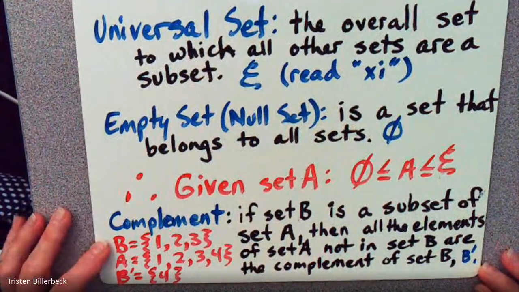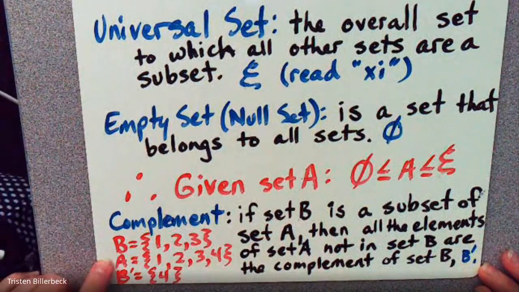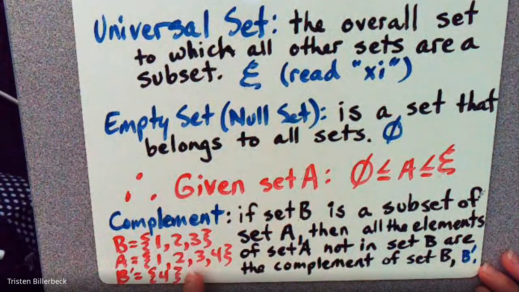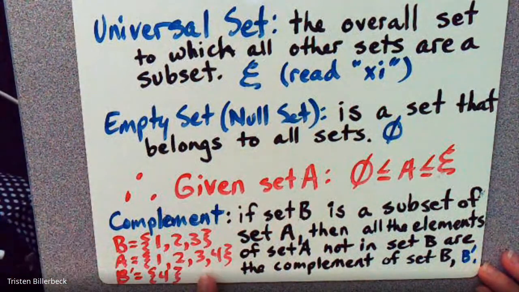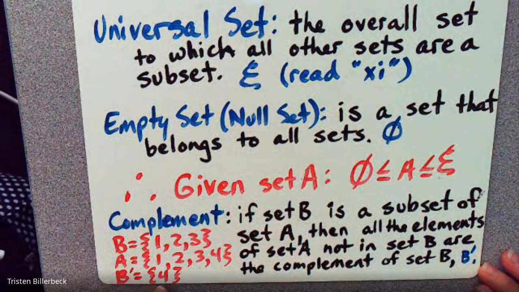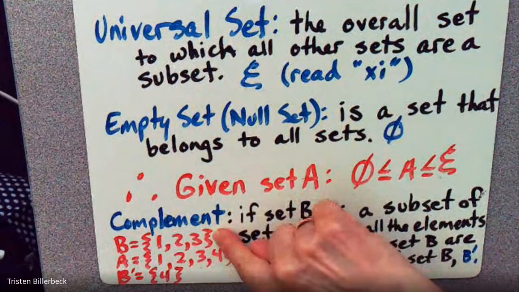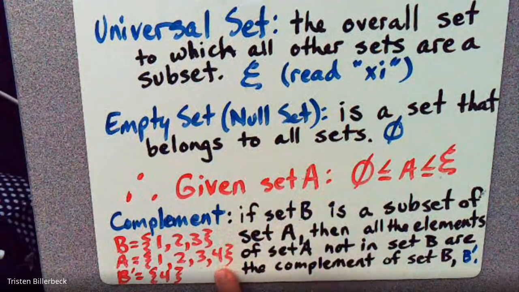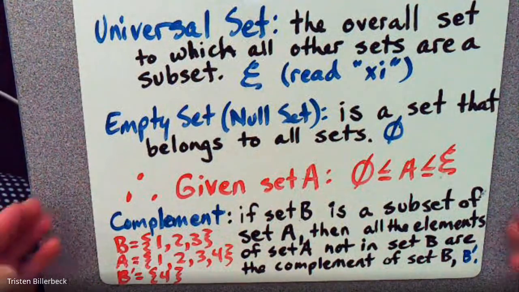If set B is 1, 2, 3, and set A is 1, 2, 3, 4, then the complement of B, B prime, is 4. Because if we look at the set B, it doesn't have 4 in it. A has 4 in it. So 4 is the complement of B.